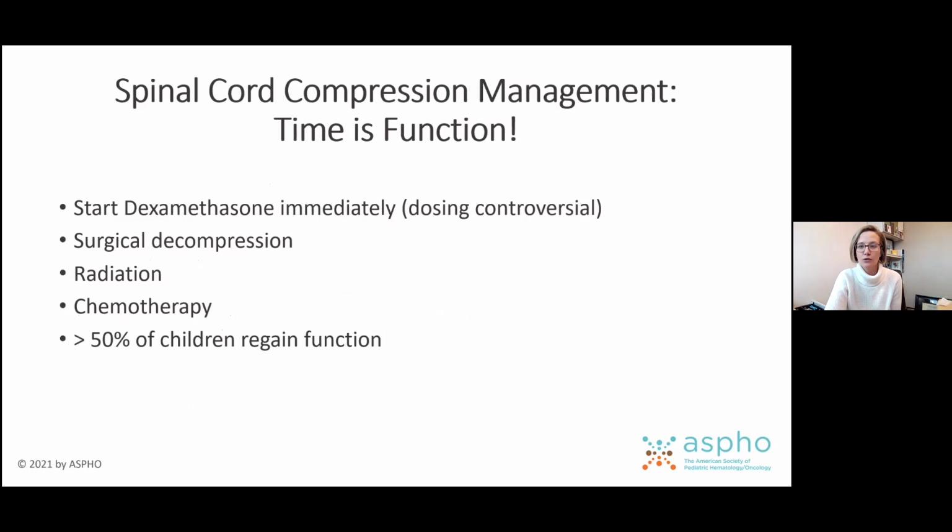Surgical decompression is the ultimate treatment for this, but we can also use radiation or chemotherapy to try to shrink it if it's a mass or tumor or leukemia pushing on the spinal cord. In general, greater than 50% of children regain function in the setting of spinal cord impingement, which is very different from adults, who have far inferior outcomes.